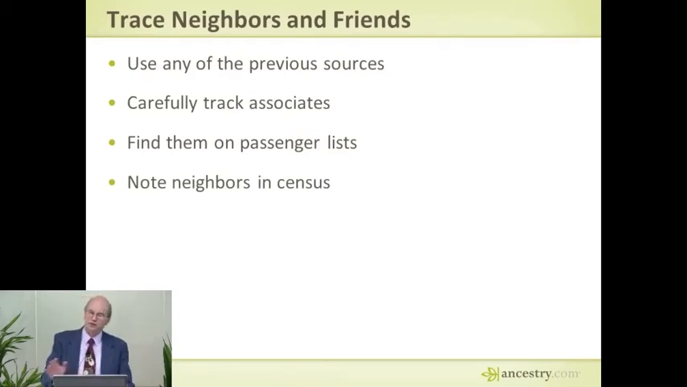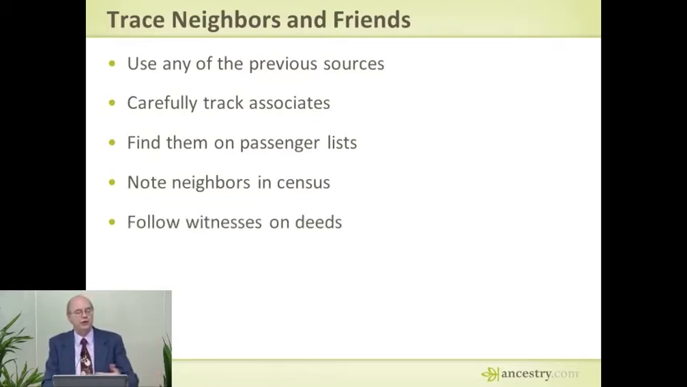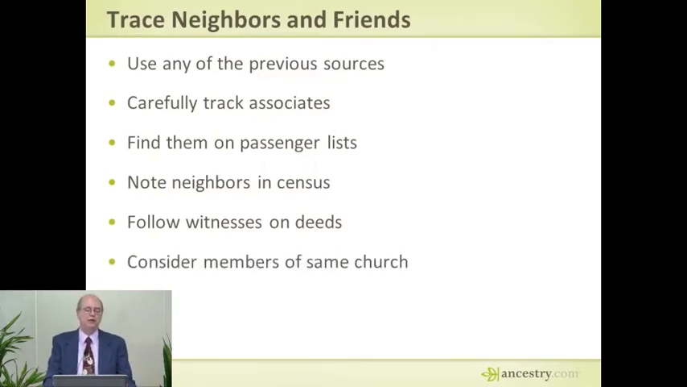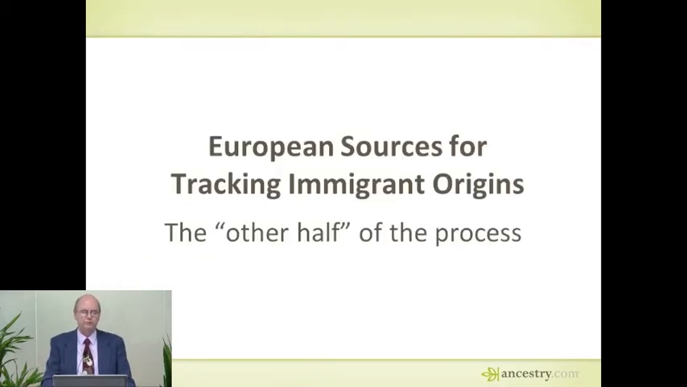Take note in the census of any of the neighbors that are there, especially neighbors who may be of a similar age or came from the same country where your ancestor came from. Follow up on the witnesses for the deeds. Who was taking care of that? And particularly consider members of their same church. Take note of those children's baptismal records. Take a look at the ancestor's marriage record. Who were the witnesses in those records?